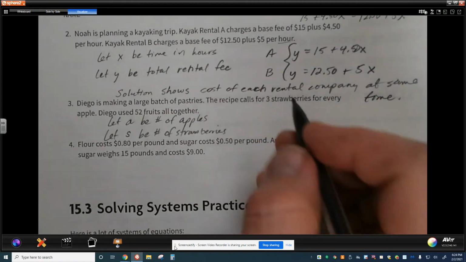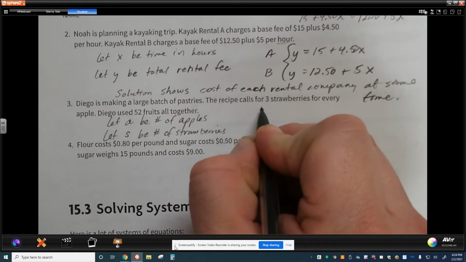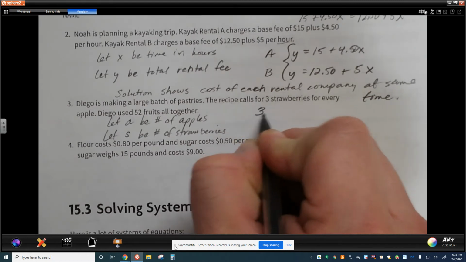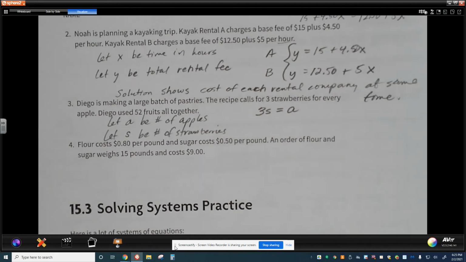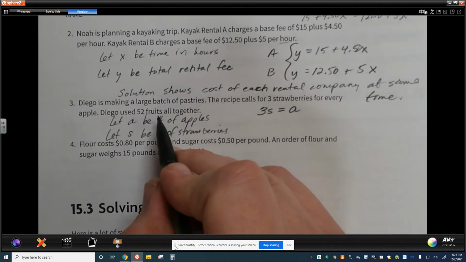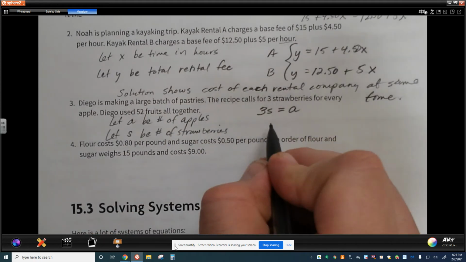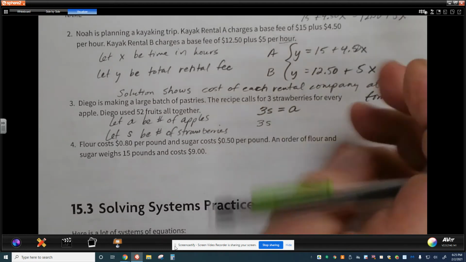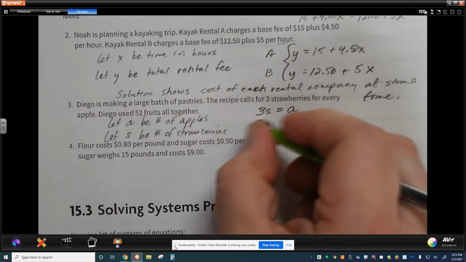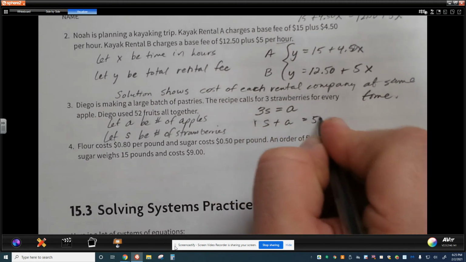Well, here's the first equation. It's 3 strawberries are going to be equal to every apple. So we can say that 3S is equal to A. But then we also have this other piece where he has to have 52 fruits altogether. So when he takes the number of strawberries plus the number of apples, it has to equal 52.